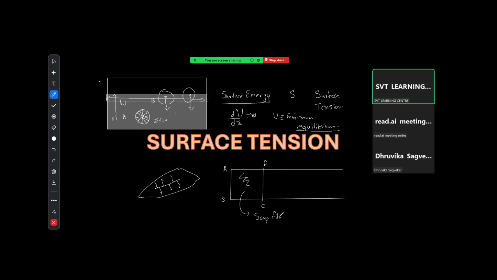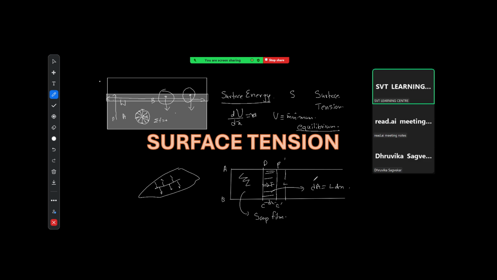Remember, a soap film has two surface areas, on the top and the bottom. Now we apply a very small force F such that the film doesn't break, and this CD moves a little ahead to C'D'. This forms an extra film. This distance is dx, and let us say that the length of the rod is L. So the extra area that we got, dA, will be equal to L into dx.